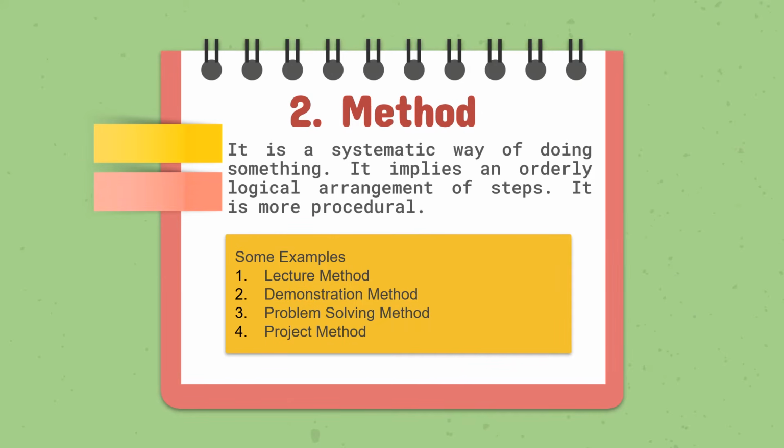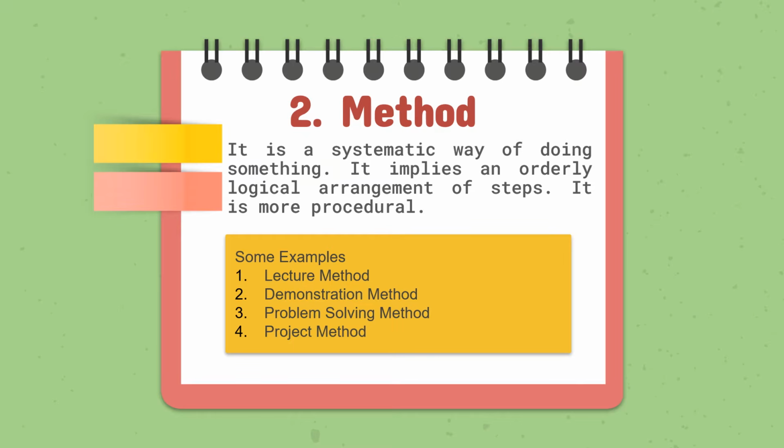Now, number two is method. A teaching method is a systematic way of doing something. It implies an orderly, logical arrangement of steps, and it is more procedural. So as you can observe from a while ago, an approach, for example, is student-centered or teacher-centered.